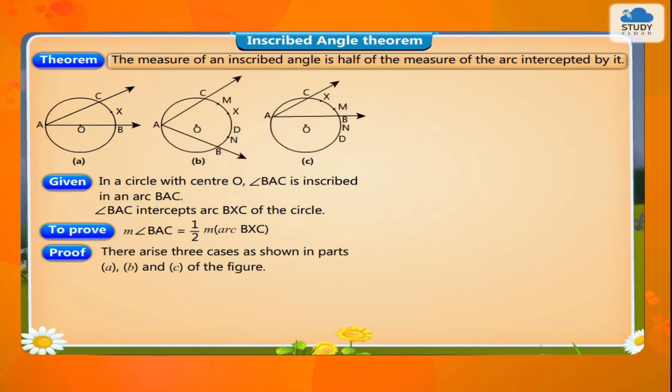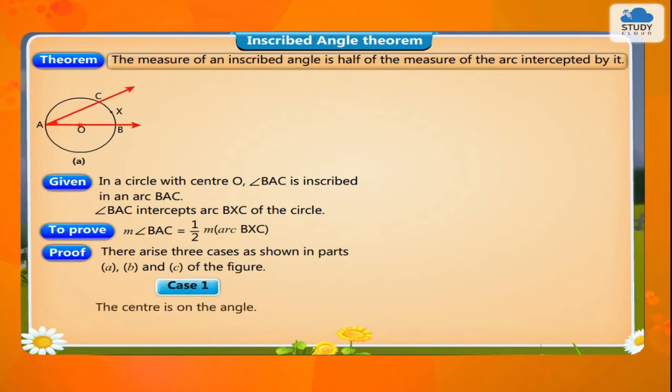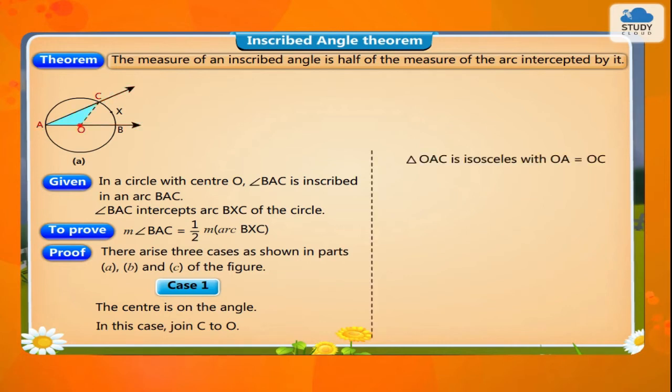Proof. There arise three cases as shown in parts A, B and C of the figure. Case 1. The center is on the angle. In this case, join C to O. Triangle OAC is isosceles with OA equal to OC. Let measure of angle OAC equal measure of angle OCA equal P.